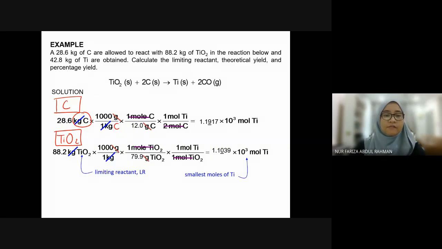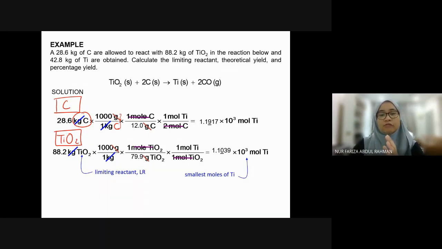We want to convert from kilo to gram. So this is the relationship that we have: 1 kilogram is equal to 1,000 gram. So we have the mass in gram already. Next, we want to find the mole of product.